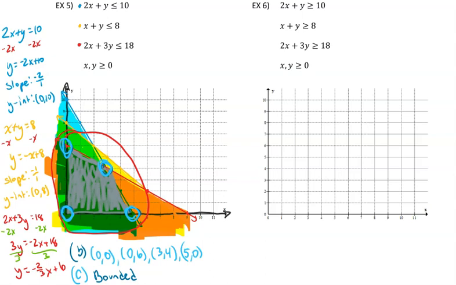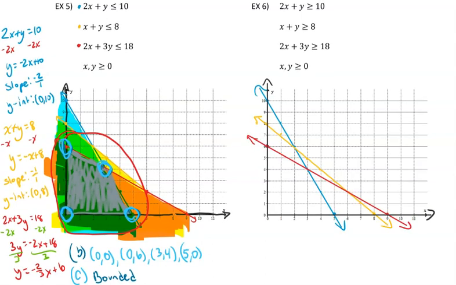Luckily, for number 6, all of our lines are the exact same lines. The only difference is that this time they're all greater than or equal to. So we're going to go ahead and graph these same exact lines. So I'm going to go ahead and put them on the screen now. There we go. There are all the lines again.